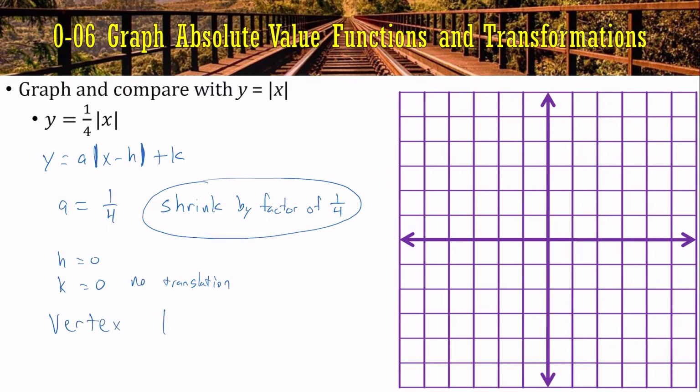Graphing it, the vertex is h, k, which would be 0, 0. And then the slope is a, which is 1/4. That's the slope of the right side. So that's up 1 over 4. And the other side will be a -1/4. So it's going down like that.